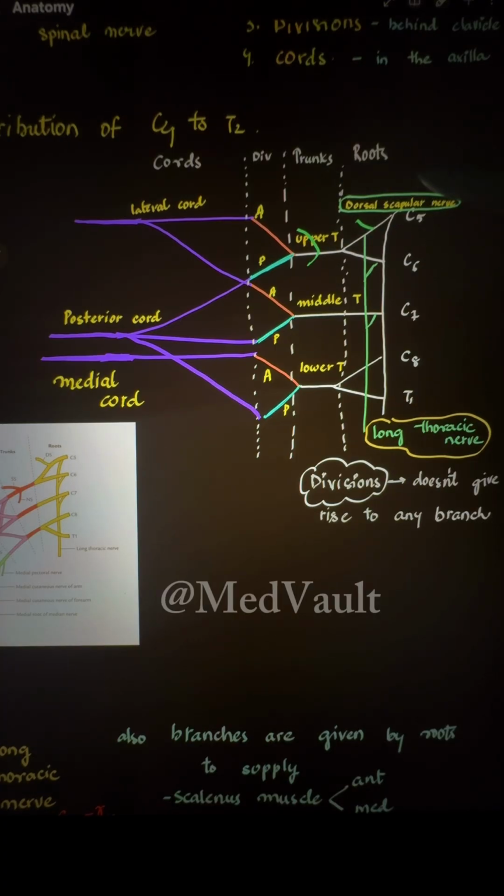Now next is trunks. The next component of the brachial plexus is trunks. So we have three trunks: upper trunk, middle trunk and lower trunk. The upper trunk is formed by C5, C6. The middle trunk is formed alone by C7, whereas the lower trunk is formed by C8 and T1. So C5, C6 join to form the upper trunk. C7 alone forms the middle trunk, whereas C8 and T1 join to form the lower trunk.